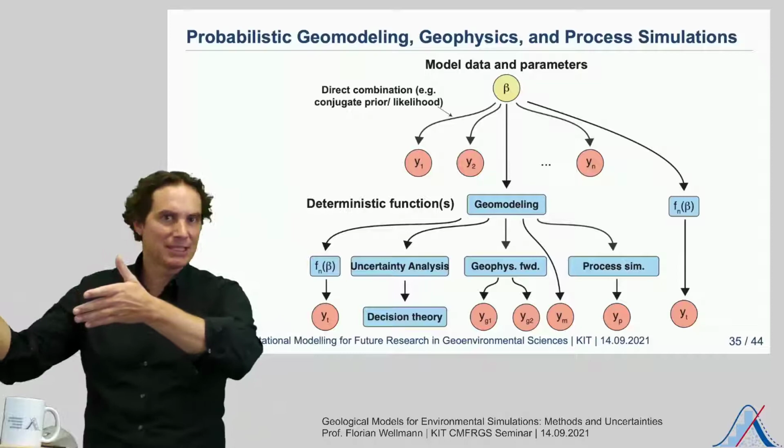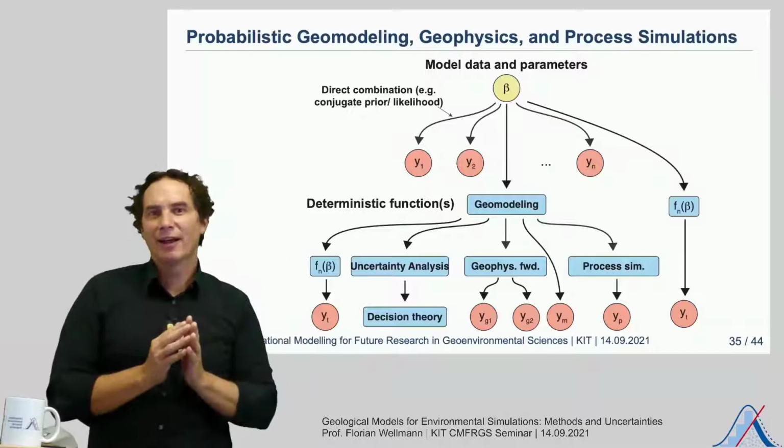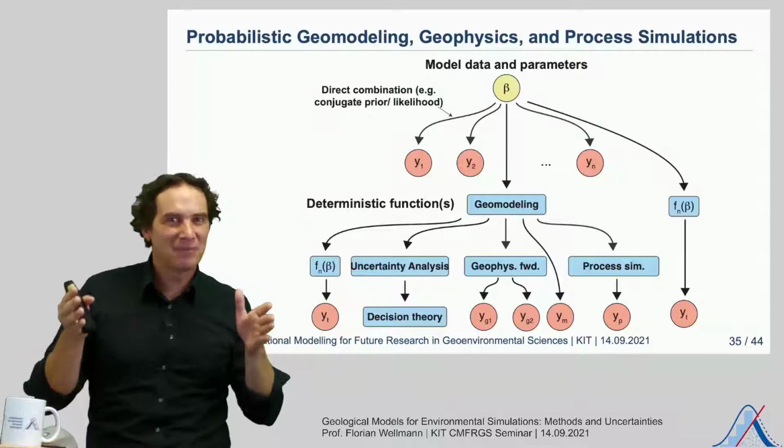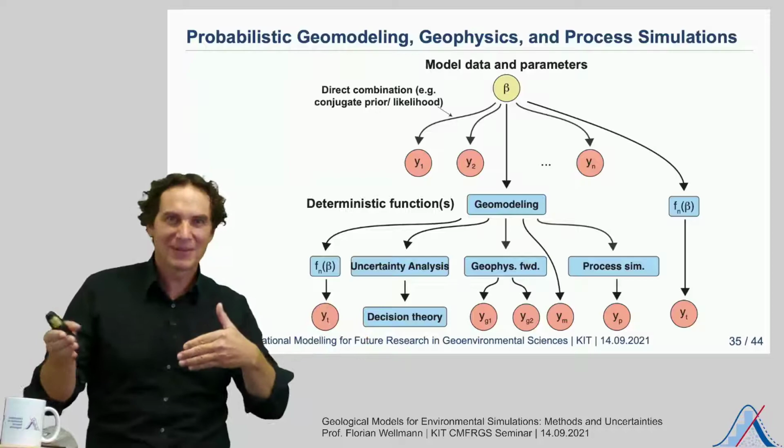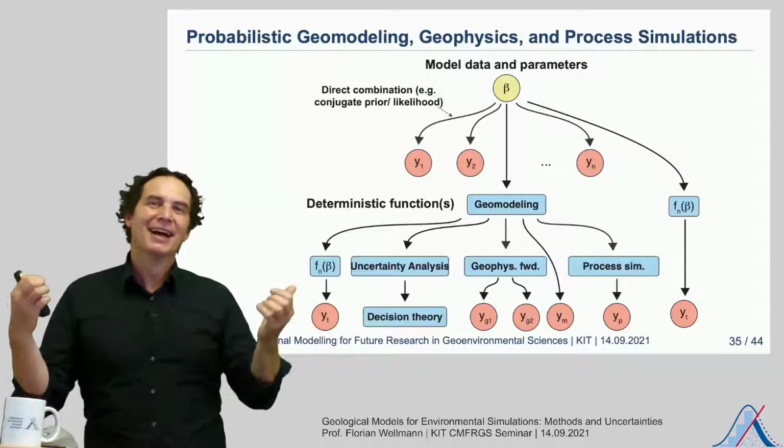I really would like to motivate you to get rid of this idea. A geological model is never something that is finished or set in stone. It's always a scientific hypothesis, which is by definition a model, so it's wrong. And we all know this nice phrase by Box: all models are wrong, some are useful. This is an idea which we have to get into our minds when we think about geological modeling.